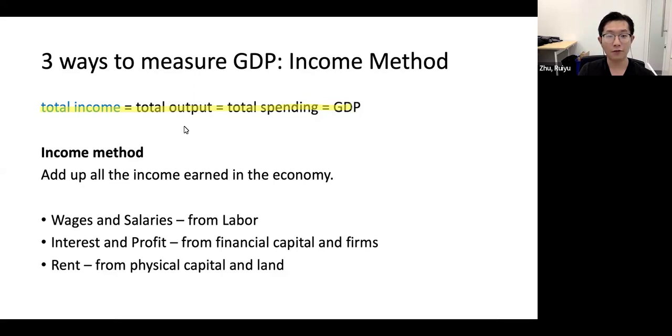The first method is the income method. We go from total income. We just add up all the income earned in the economy. This income can be in the form of wages and salaries going to the workers or labor, right? And interest and profits go to the financial capital owners or the firm owners. And rent goes to physical capital owners or land owners. So that's all the income we have in the economy.